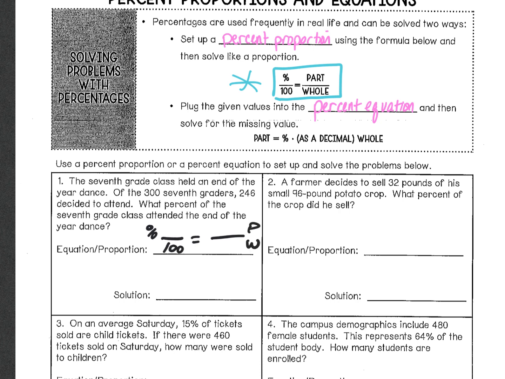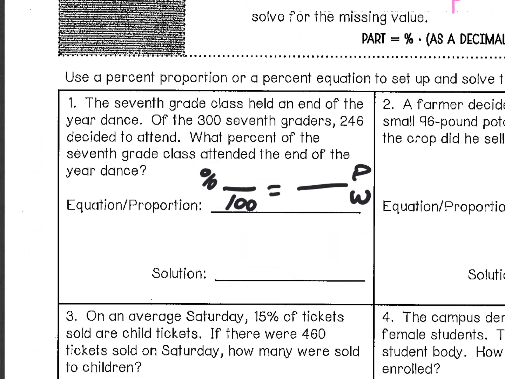part over whole. And really a word problem, if you work through the word problem, you're going to find that it's easier to figure out part and whole as you read it. So the 7th grade class held an end of the year dance. Of the 300 7th graders, 246 decided to attend. We're looking for what percent of the 7th grade class attended the dance.